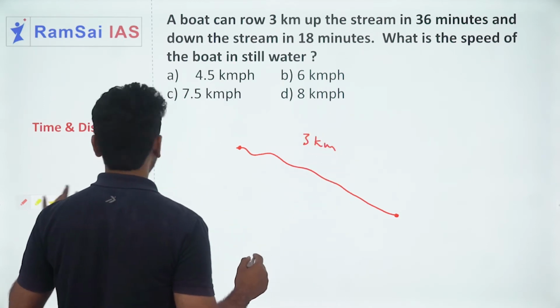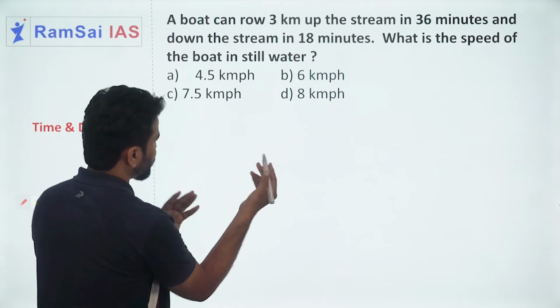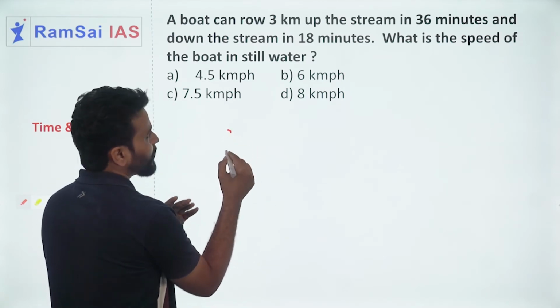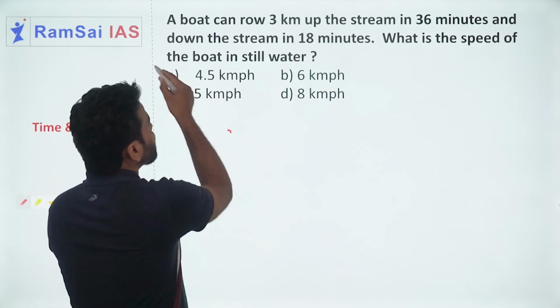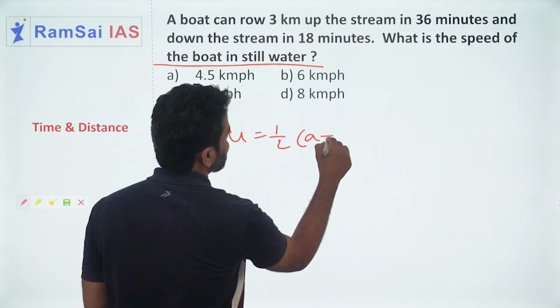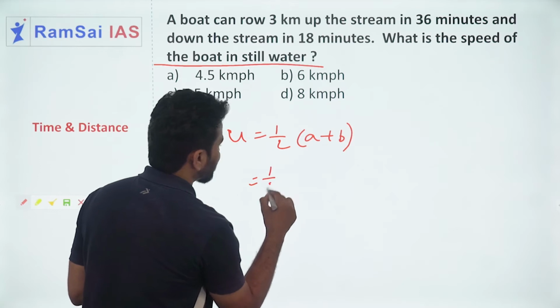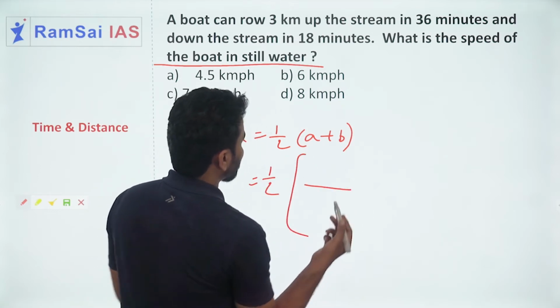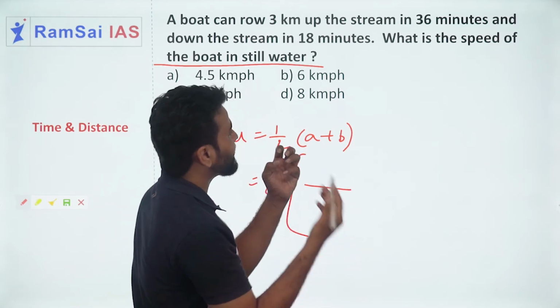Okay, to travel the 3 kilometers in the two ways, find out A value and B value so that you can get the boat speed in still water. U equal to half of A plus B. Here, what is A? A is the speed in downstream.